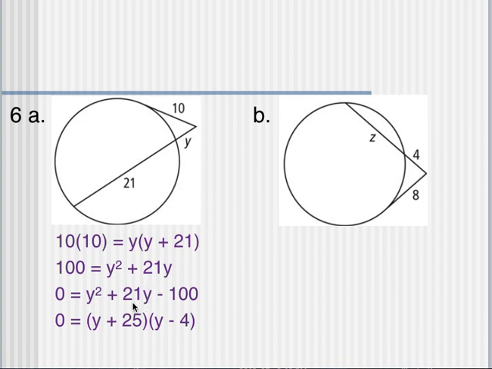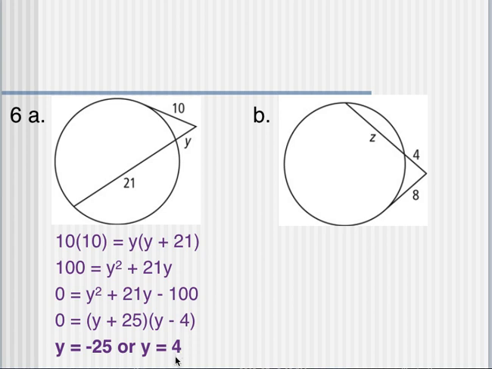Now, keep in mind, if you have a factored version of this, one of those factors has to equal 0 if multiplying them together gets an answer of 0. So you could think, well, if y plus 25 equals 0, then y equals negative 25. If y minus 4 equals 0, then y equals 4. Now, if our original equation had just been this top row and there was no picture associated with it, both of these would have been our answers.